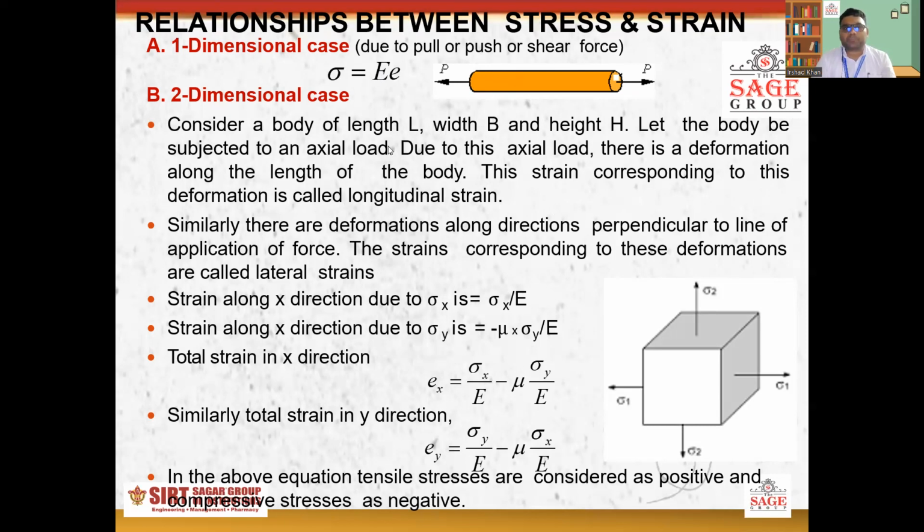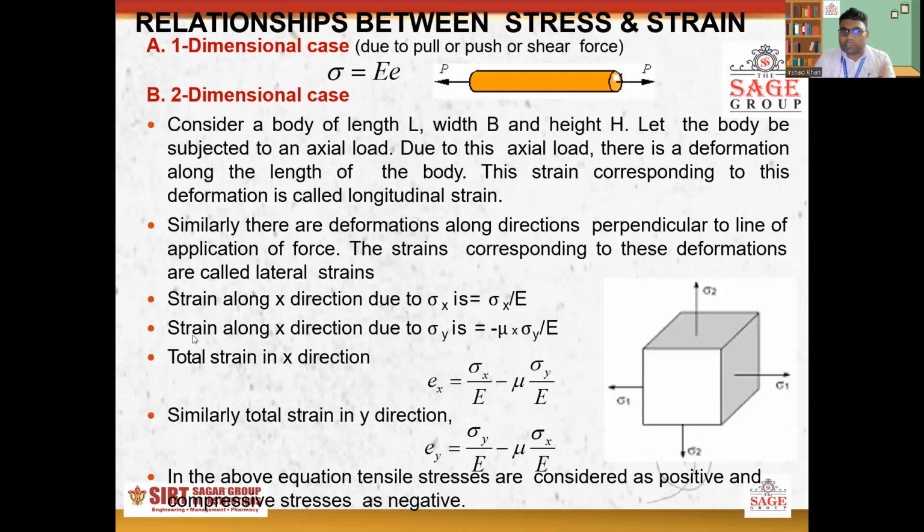And in the two-dimensional case, a two-dimensional body is subjected to load in two directions. Suppose we have taken a cube, but we have given the loading in two dimensions, as mentioned in the diagram. We can calculate the strain along the x-axis due to the stress produced in the x direction: epsilon x is equal to sigma x upon E. This relation comes from Hooke's law.